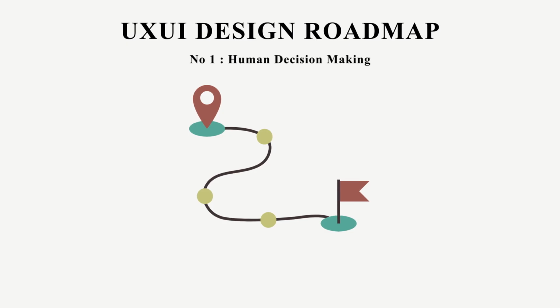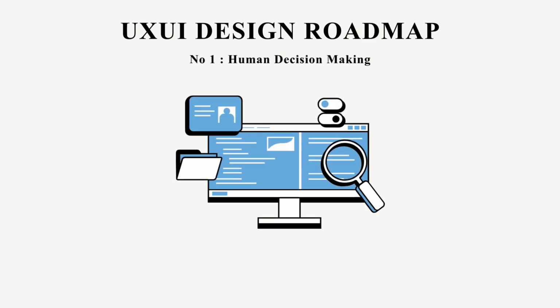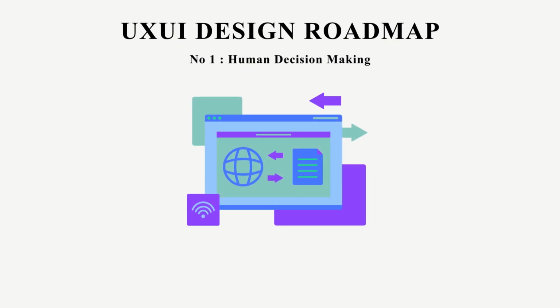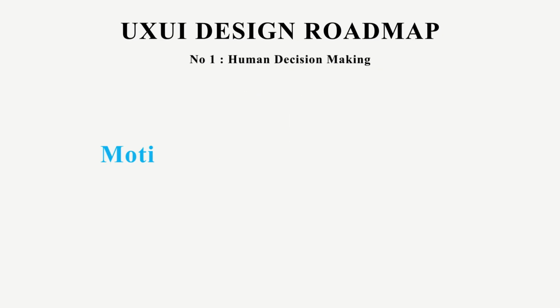Number 1. Human decision making. The first step in UX design is understanding human decision making. Every action users take inside an app or website happens because of human behavior. A popular model used in UX is the behavior model. This model explains that behavior happens when three elements occur at the same time: motivation, ability, and trigger.